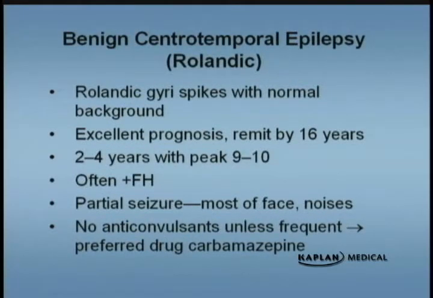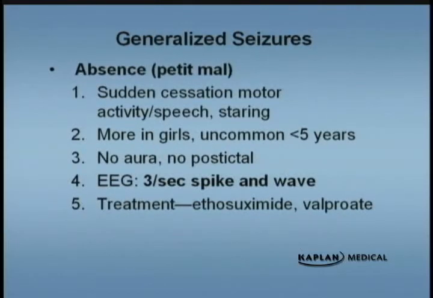The Rolandic seizures, or the benign Rolandic seizures, have a characteristic EEG pattern with a normal background, but with spikes in the Rolandic area. These patients, usually by the time they're adolescents, are cured of these seizures, and often there's a family history of them. This is a common one to get asked on the exam, the absence seizure, also known as the petit mal seizure.